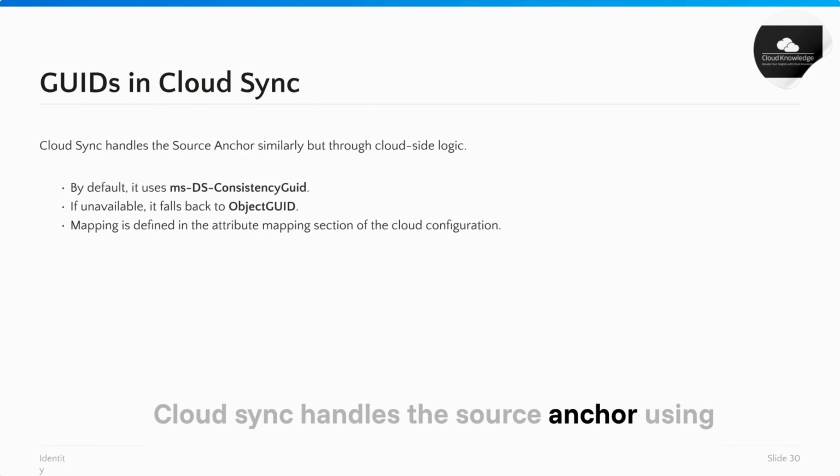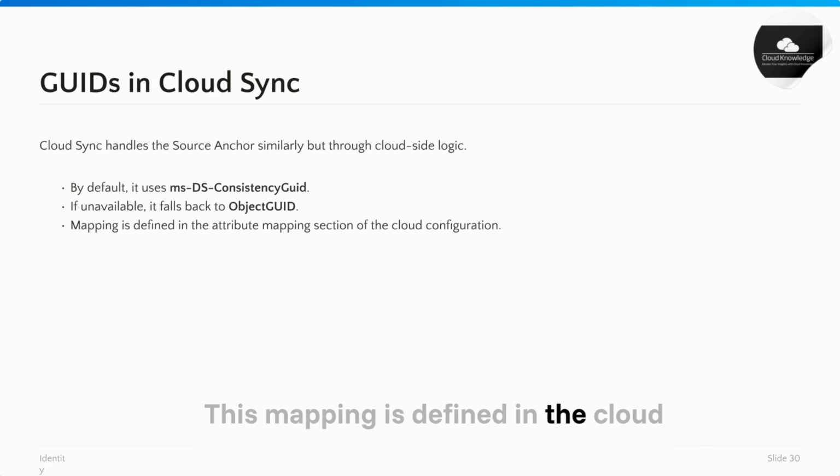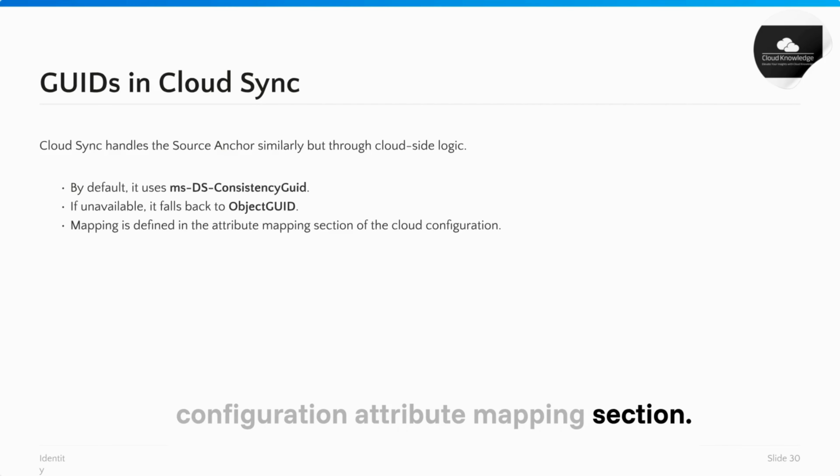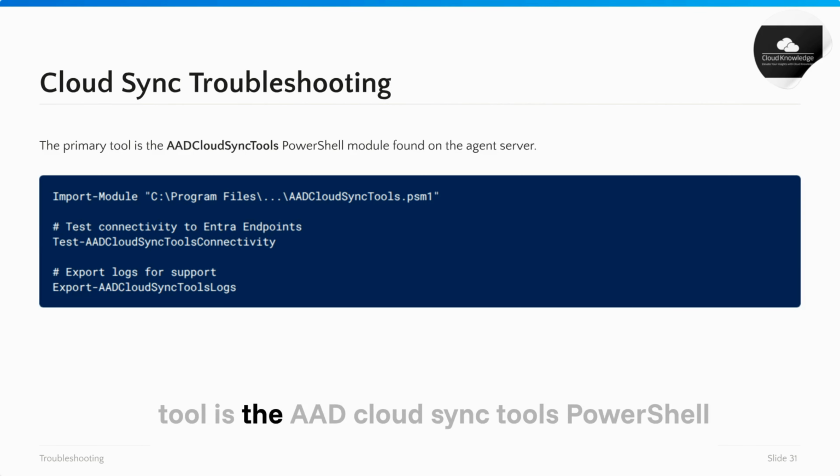Cloud Sync handles the source anchor using cloud-side logic. By default, it uses mS-DS-ConsistencyGuid and falls back to ObjectGUID if needed. This mapping is defined in the Cloud Configuration Attribute Mapping section. For troubleshooting Cloud Sync, the primary tool is the AADCloudSyncTools PowerShell module, which is found on the agent server.